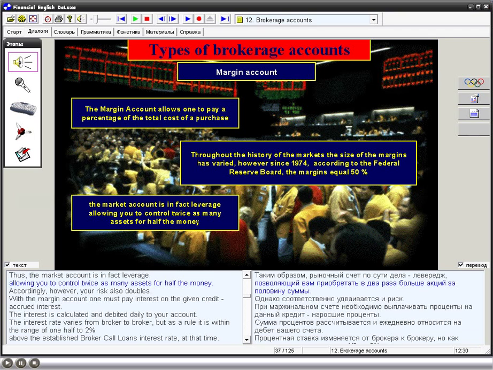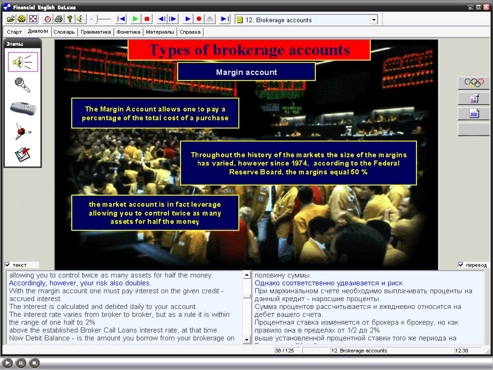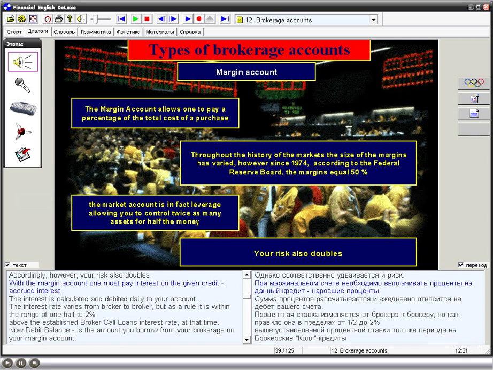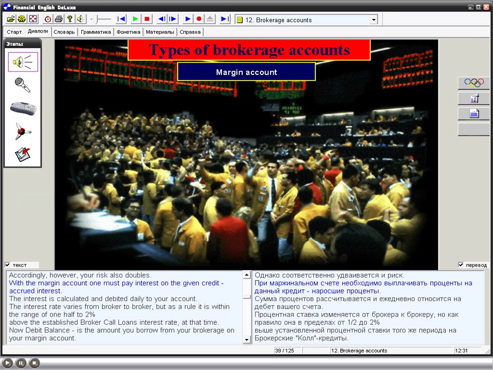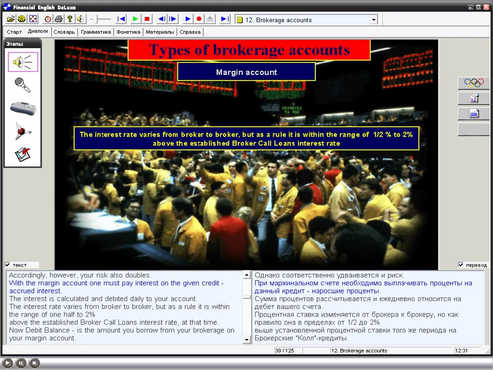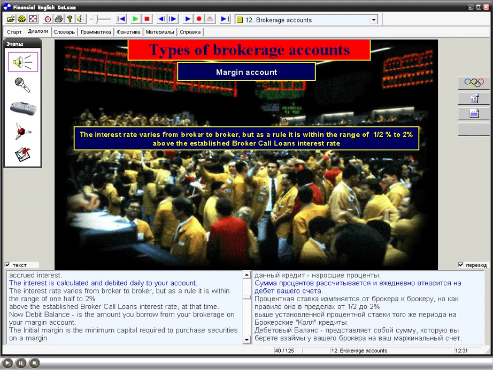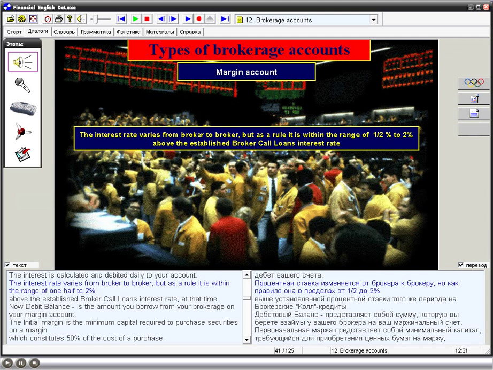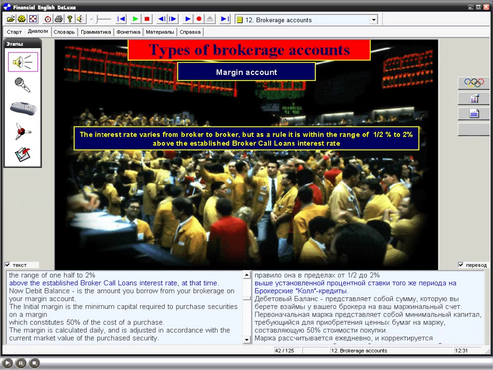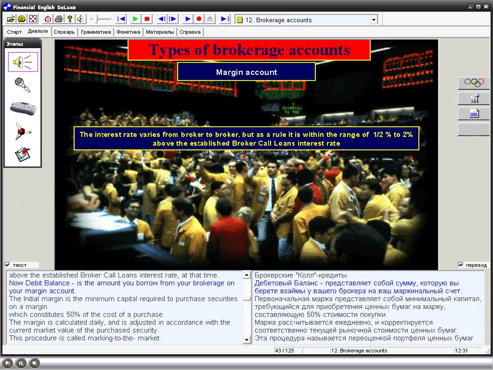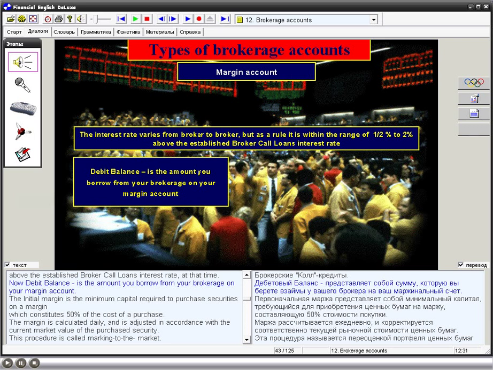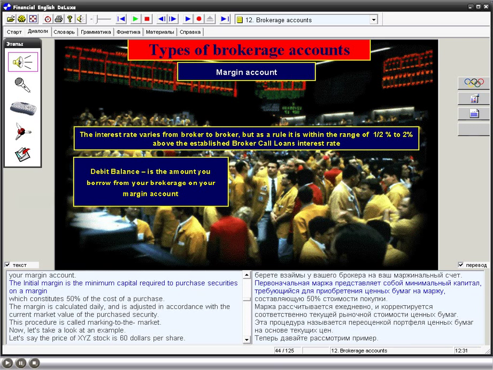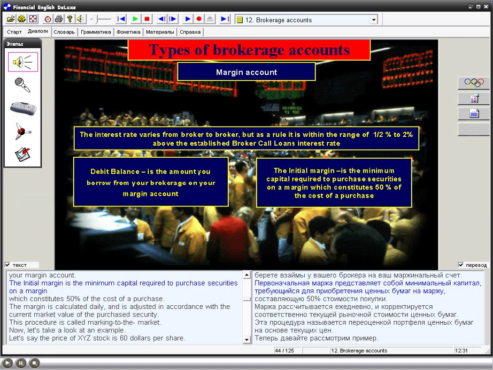With a margin account, one must pay interest on the given credit, accrued interest. The interest is 2% above the established broker call loan interest rate at that time. Now, debit balance is the amount you borrow from your brokerage on your margin account. The initial margin is the minimum capital required to purchase securities on a margin, which constitutes 50% of the cost of a purchase. The margin is calculated daily and is adjusted in accordance with the current market value of the purchased security. This procedure is called marking to the market.